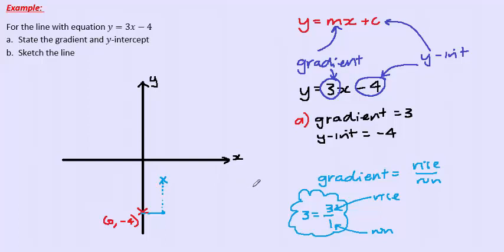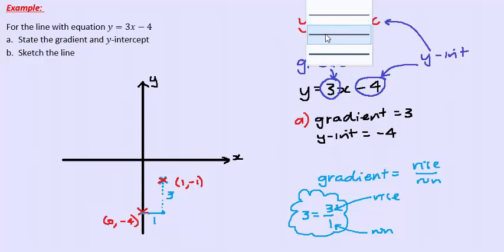Then I have a new point here that will also be on the line, because I've got a run of 1, a rise of 3, and I've shown my gradient of 3. So my new point here will be 1 more than this, so it's going to be at the point 1, and a rise of 3 from minus 4 would give me negative 1. So here's my second point at 1 and negative 1.